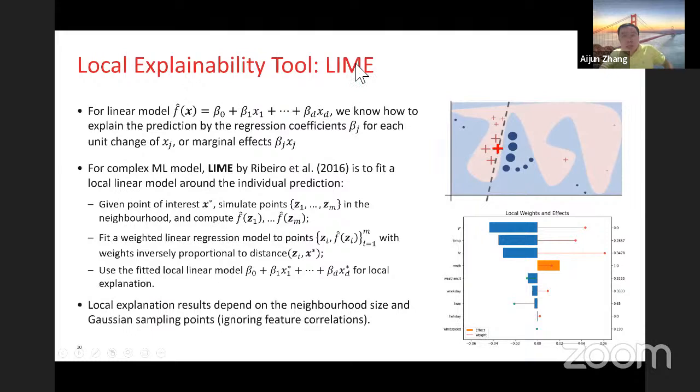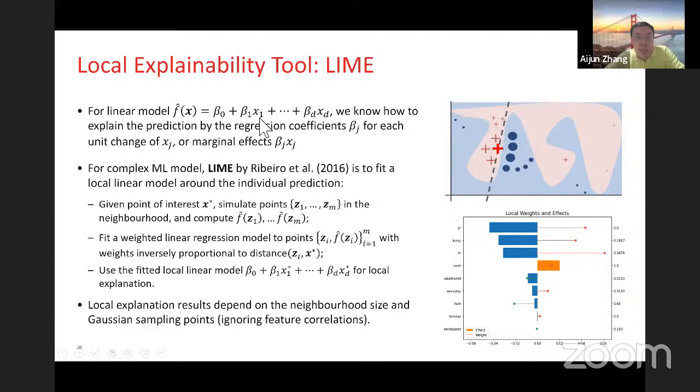I will quickly introduce LIME. Forget about LIME for the time being. Suppose we have an interpretable model, like f(x) equals beta 0 plus beta 1 times x1, and so on up to beta d times xd, with d variables. This is a linear regression model, which all of us learn about in statistics 101. And we actually know how to interpret and explain this, by the so-called unit change, which is what we usually learn in statistics class.